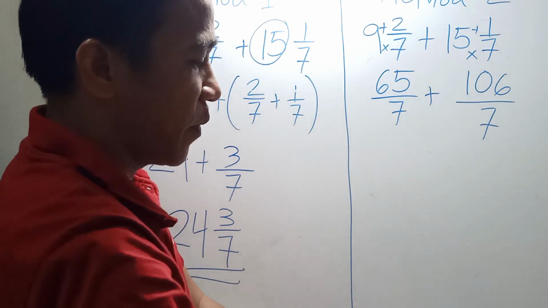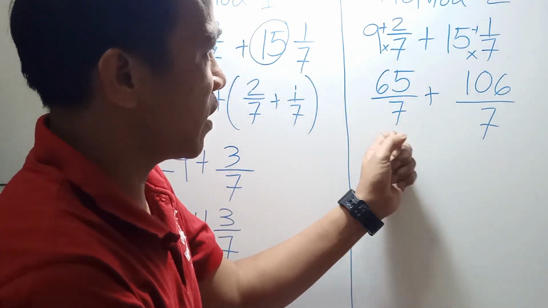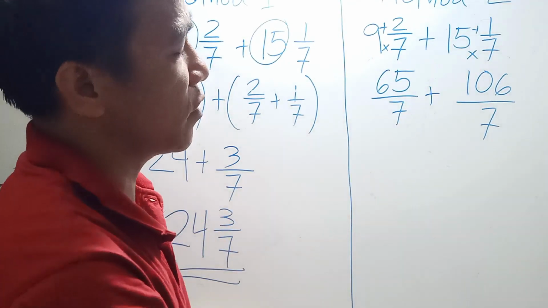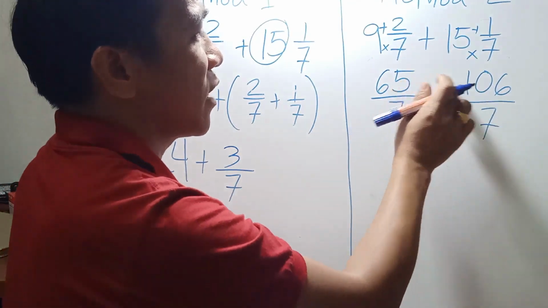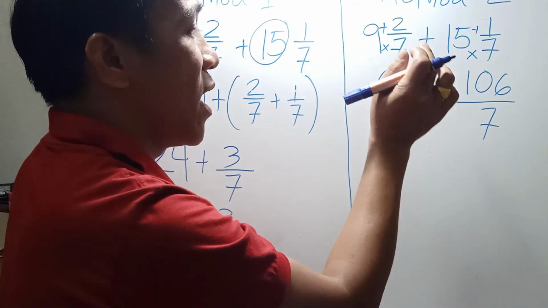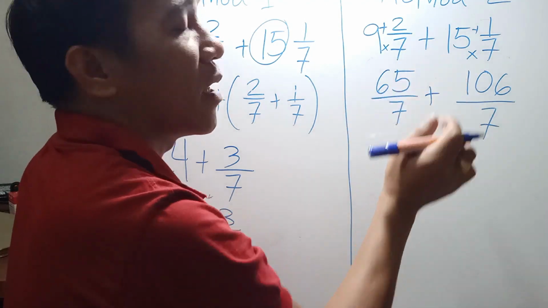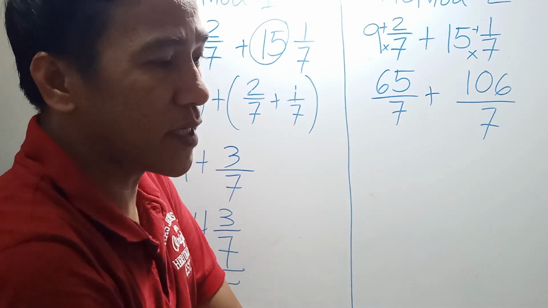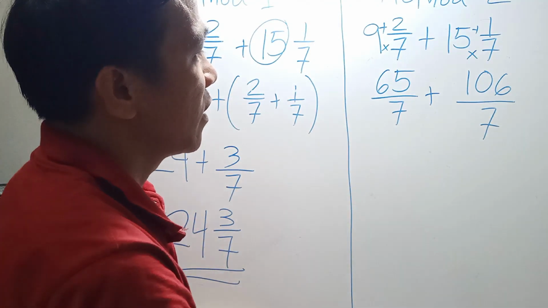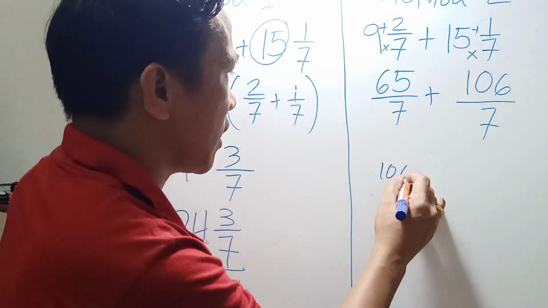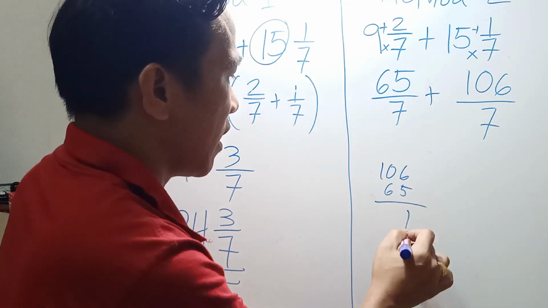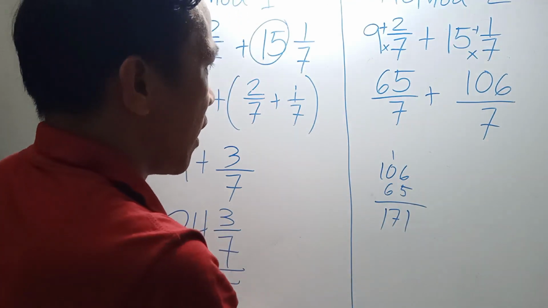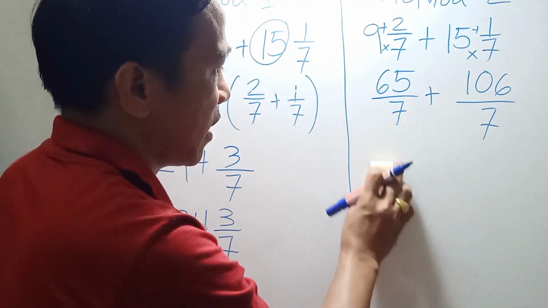So remember, you have the same denominator and you have a proper fraction. So all you have to do is add the numerator, or the number on top of the bar. Okay? So what is 106 plus 65? If you add 106 plus 65, that is 171.